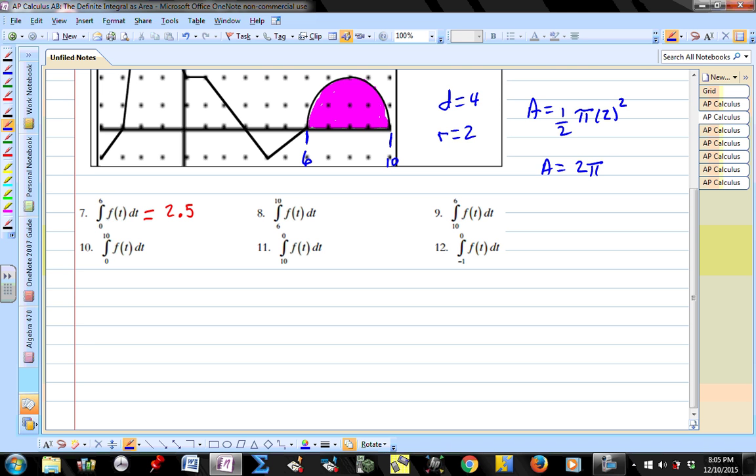Now, let's determine if this integral is going to be a positive 2 pi or a negative 2 pi. As we move from 6 to 10, our change in x is positive, and you see that all the y values are positive. So positive times positive is positive. This integral is 2 pi.